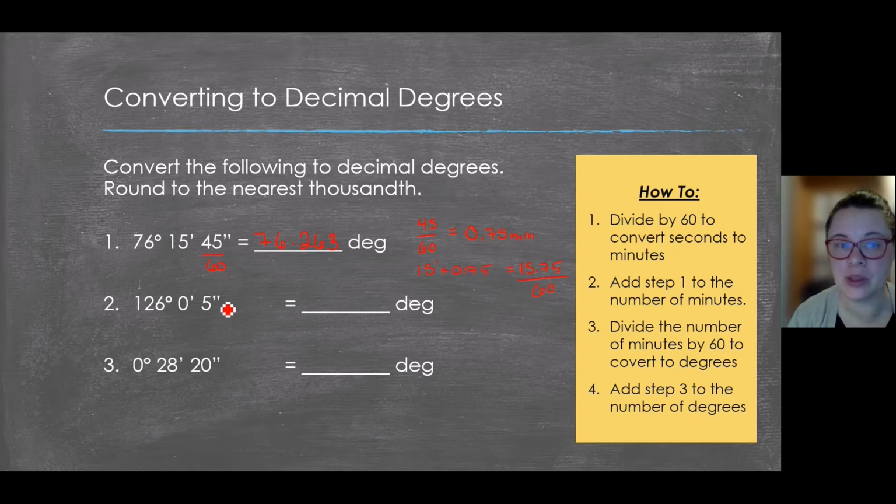All right, so in this one, we have 5 seconds, 0 minutes, and 126 degrees. So we take our 5, we divide it by 60 to get our decimal. And depending on what you have for a calculator, sometimes you'll get scientific notation here. If you do, let me know and I'll help you out with that. So we get 0 decimal.